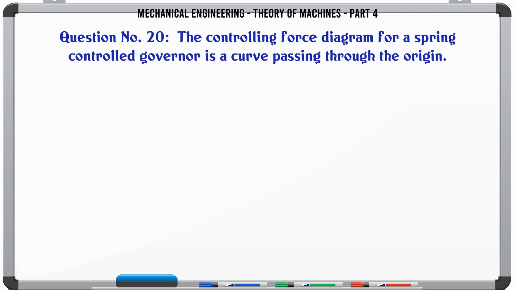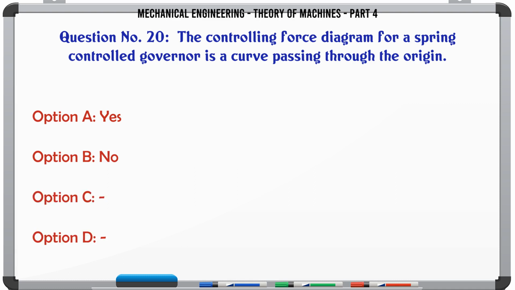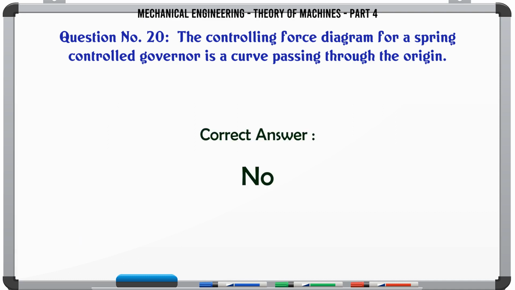The controlling force diagram for a spring-controlled governor is a curve passing through the origin. A. Yes, B. No, C. D. The correct answer is no.